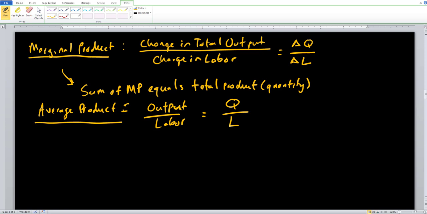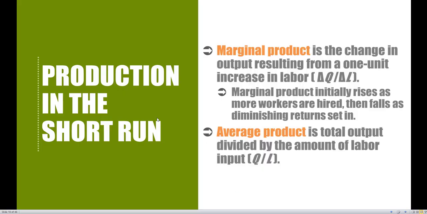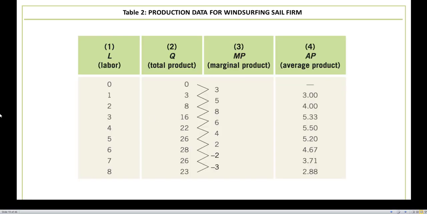Division problem that we have right there. It tells us just on average how much each worker is able to produce. So we have marginal product, we have average product, we also can get total product by summing up the marginal products, and we're going to be introduced with a very similar table that we did with total utility, marginal utility, and etc., where we take a look at this production data for this particular firm.